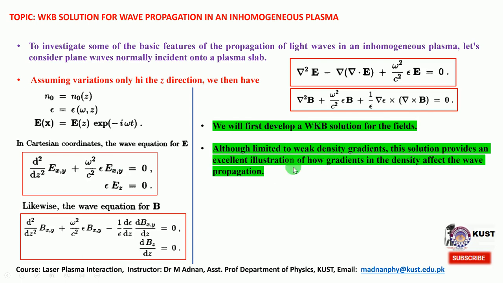Although, as I told you in the previous lecture as well, this method is limited to weak density gradient, this solution provides an excellent illustration of how gradients in the density affect the wave propagation. So that is the aim of today's lecture, to see how the gradient in the density profile changes the plasma dielectric function, which in turn changes the plasma frequency, and it changes the profile of the field through the amplitude and also the phase.